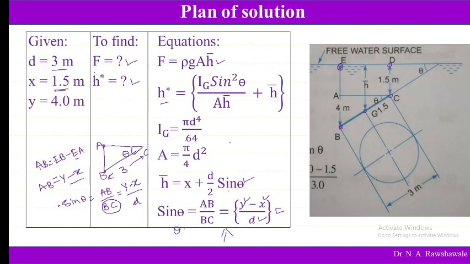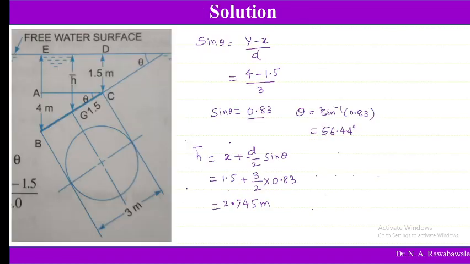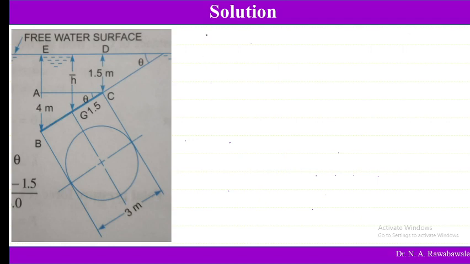So now we know h bar. Now we can find the area and Ig. The area of the circle is pi by 4 d square, pi divided by 4 into 3 square, that is 9 into pi divided by 4, which is 7.06 meter square.